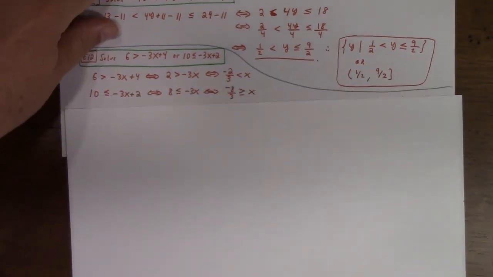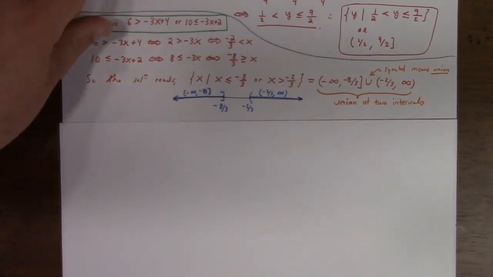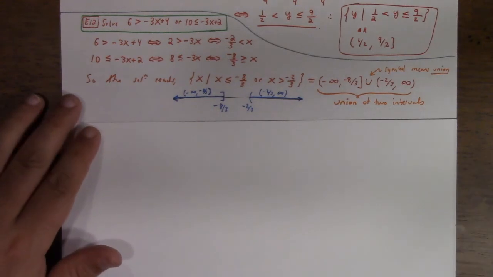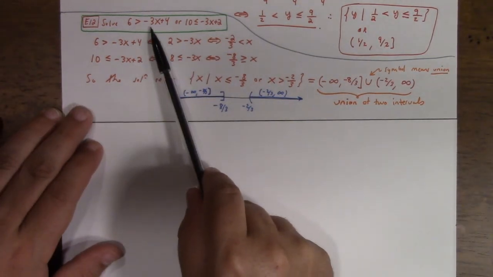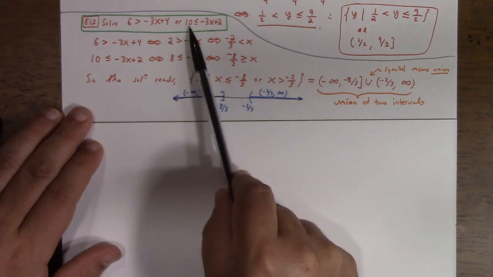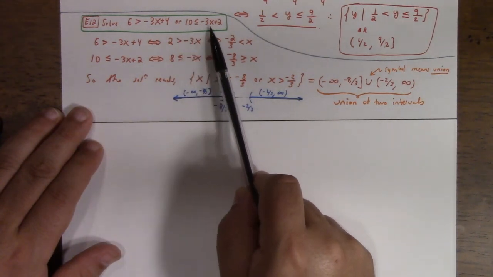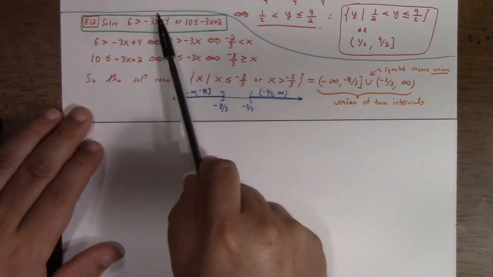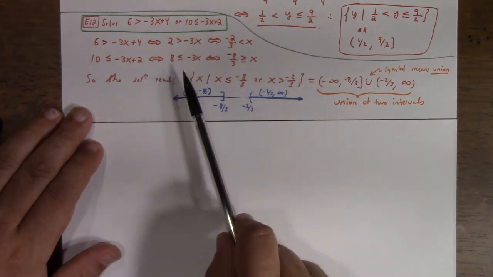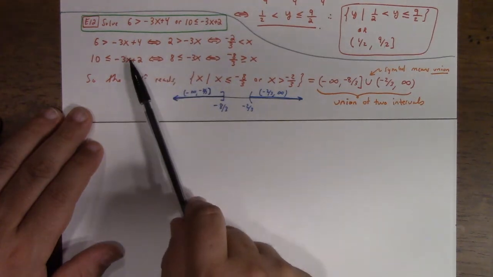All right, the end is near, the end is nigh. Here we go. Last problem. Solve 6 greater than minus 3x plus 4, or 10 less than or equal to minus 3x plus 2. In other words, x is in the solution set if it solves this or that. All right, so we have 2 to solve at once in this case.